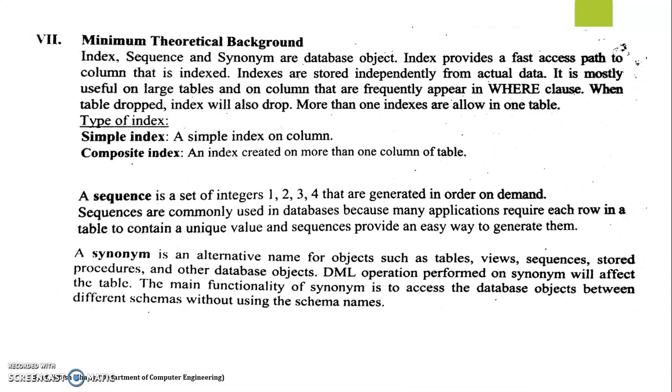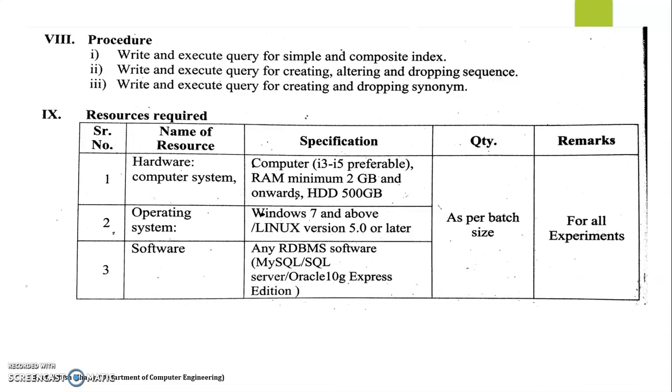Minimum theoretical background is required regarding what an index is, what a sequence is and what synonyms are. We have covered this in a theoretical session, and you can refer to that video on sequences, index and synonyms. Procedure: write and execute queries for simple and composite index, creating, altering and dropping a sequence, and creating and dropping a synonym. These are the system requirements for the experiment.